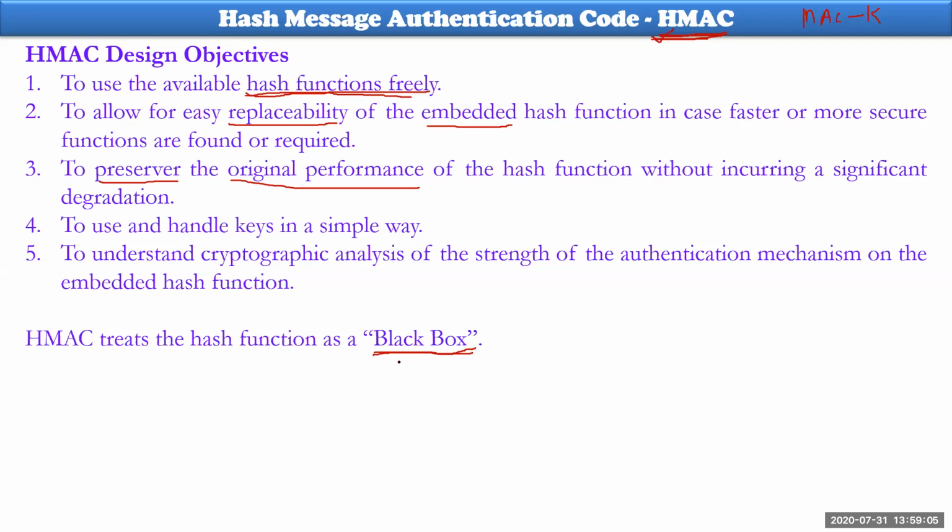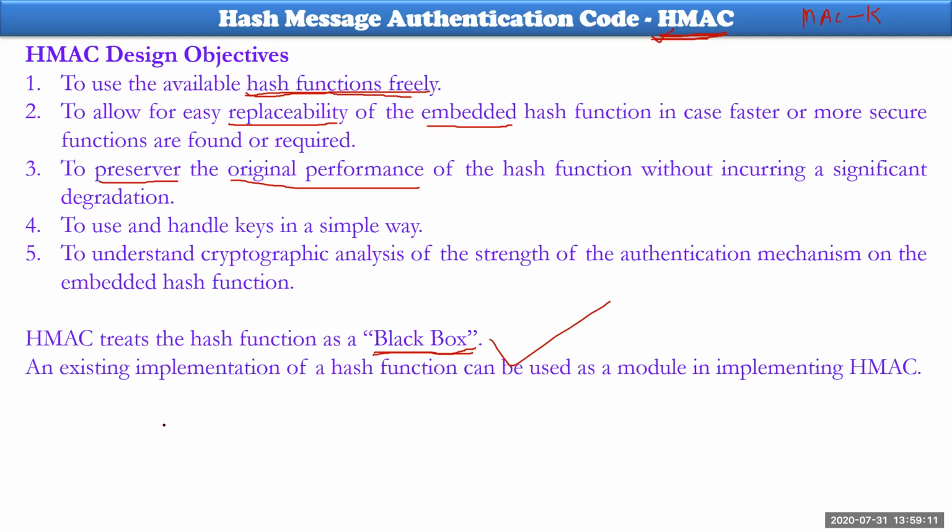So HMAC is used as a black box kind of operation in terms of security, and an existing implementation of a hash function can be used. Existing implementation in the sense, either SHA, secure hashing algorithm 1, or secure hashing algorithm 2, or secure hashing algorithm 512. 512 is the latest one actually. Either of these can be used to implement the HMAC. HMAC can be used with any existing hash function: MD5, SHA1, SHA2, SHA512, SHA256, whichever, you can use any one of them.